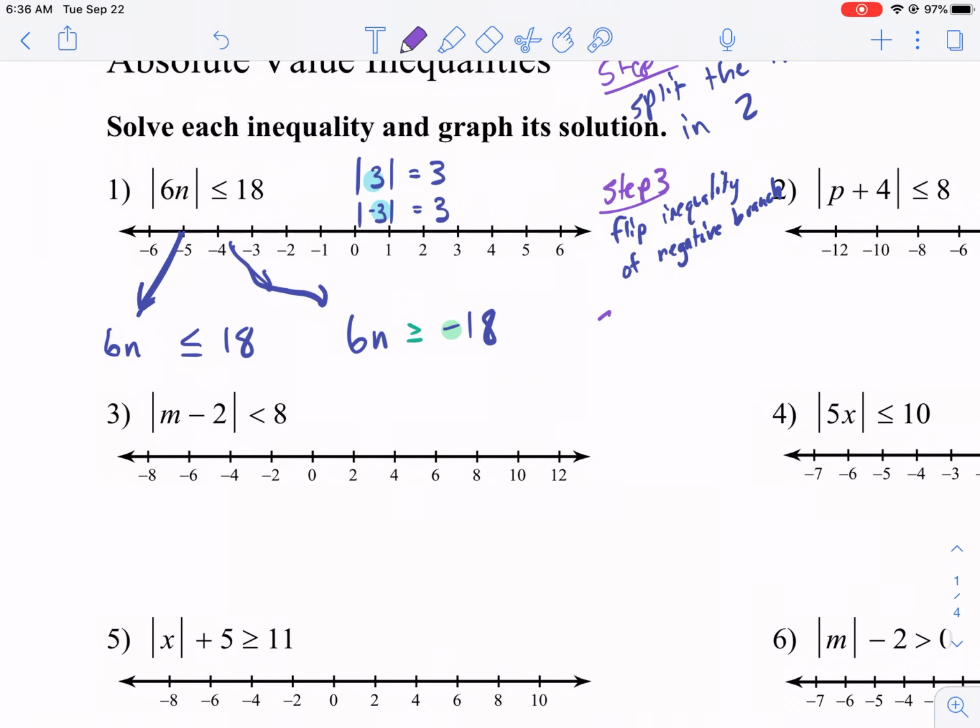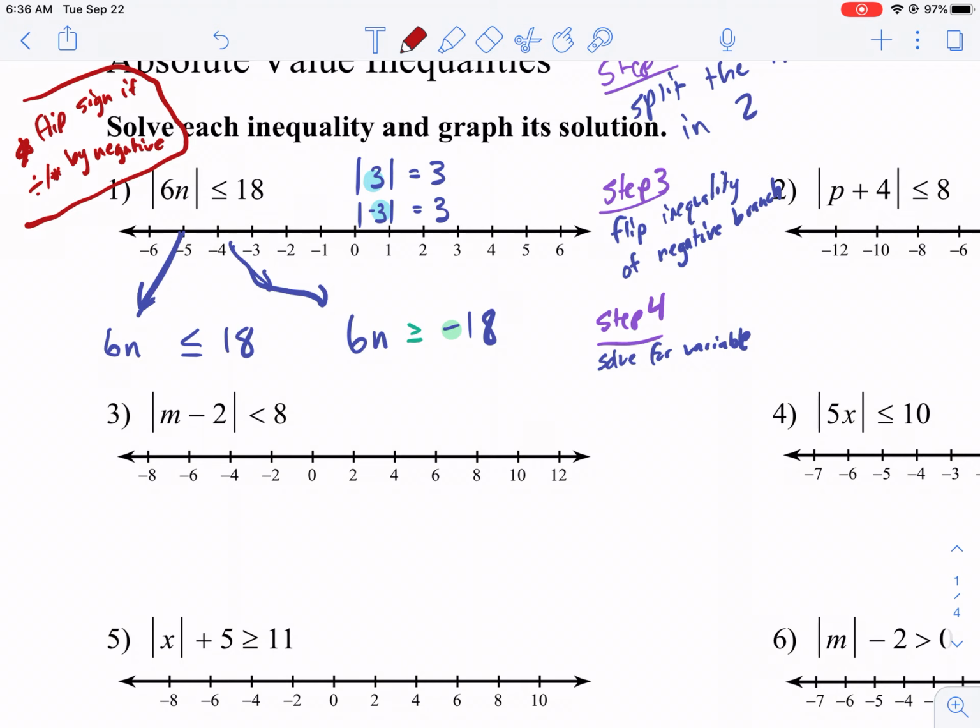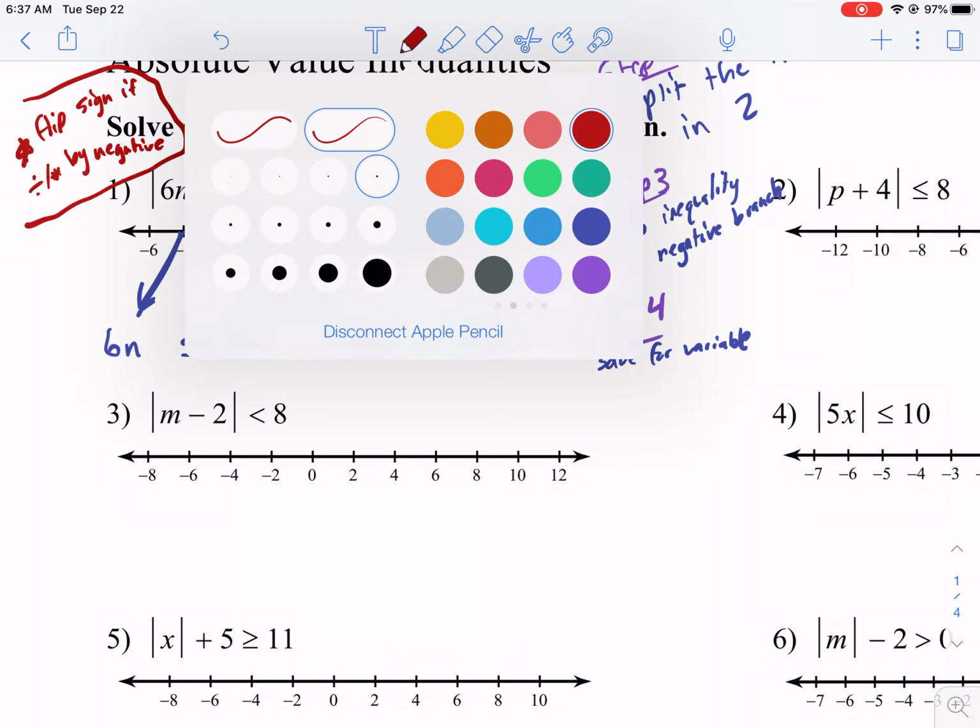We're ready to proceed. We have step 4, and that is to solve for the variable. This is just like your inequality solving here. You try to get the variable by itself. Just keep in mind there's a note. Here's the note. See star. You have to flip the sign again. Flip the sign if you divide or multiply by a negative. Keep that in the back of your head. So we're going to apply that if it comes around, but otherwise we're not going to worry about it.